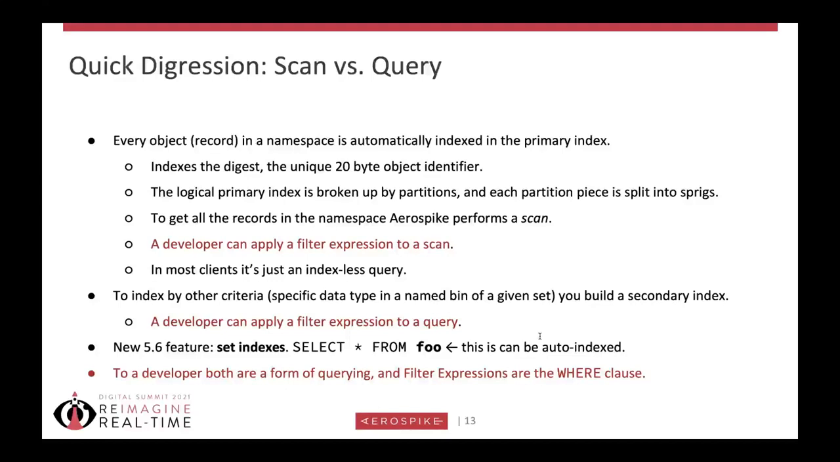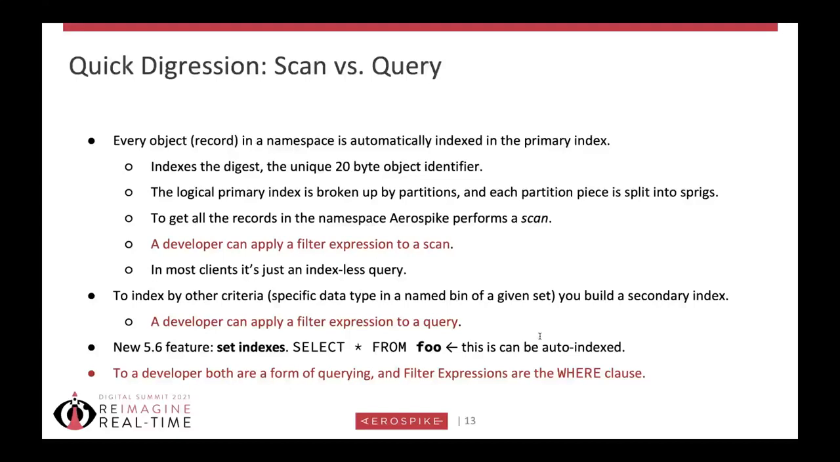In most of the clients, this is just the query class without passing it a specific index to use. So if you don't pass it a specific index, it'll turn into a scan. It'll use the primary index to find all the records in the namespace or the set that you provided. To index by any other criteria, we need to specify a data type and a bin name that we want to index, and you build the optional secondary index on it. And you can also apply a filter expression to a query, which is our term for when you are using a secondary index.